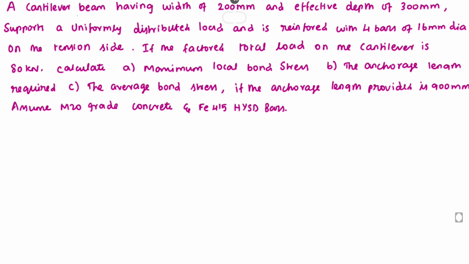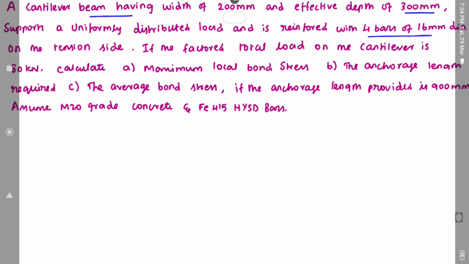Today we are going to see the problem related to the design of reinforced concrete elements, in the topic of bond and anchorage in reinforced concrete members. The problem is a cantilever beam having a width of 200 mm and an effective depth of 300 mm, which supports a uniformly distributed load and is reinforced with 4 numbers of 16 mm dia bars on the tensile side. The factored total load on the cantilever is 80 kilonewton.